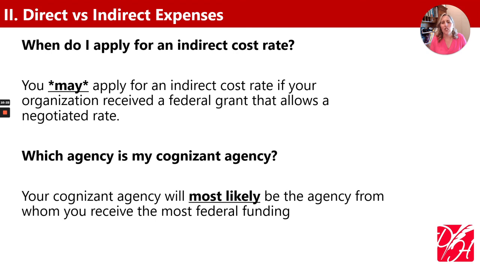If, however, your organization has received at least one federal grant award, then you may, should you choose, apply for an indirect cost rate. What you need to be aware of is who is your cognizant agency. That means which agency is going to review your paperwork and approve an indirect cost rate. This is most likely, most of the time, the agency at the federal level from whom you receive the most federal funding. There are some exceptions, but most of the time it is the federal agency that you get most of your funding from. This is a slow process.